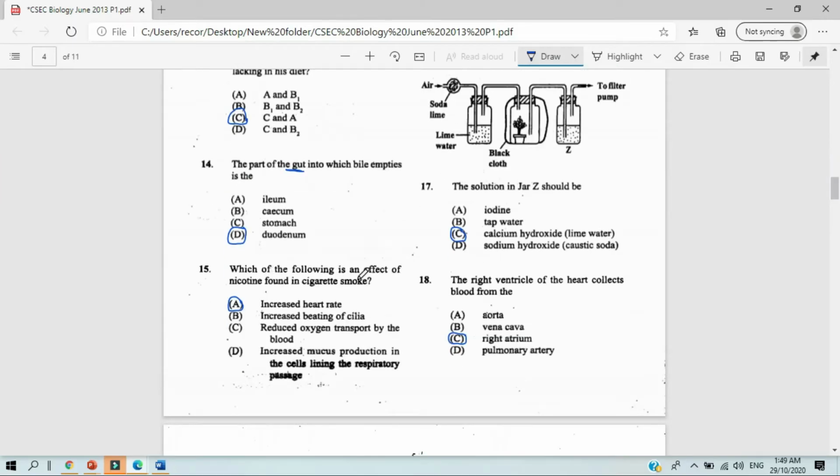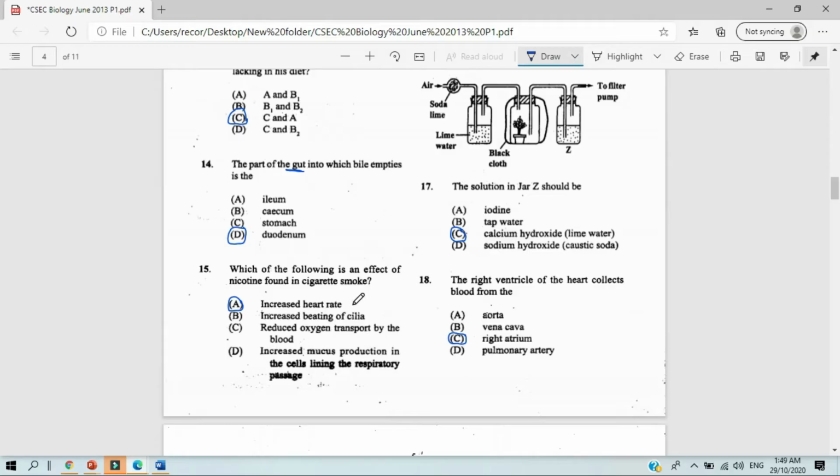Which of the following is an effect of nicotine found in cigarette smoke? Alright, this one pretty easily is increase the heart rate. These are listed in your textbooks. It increases the heart rate. That is what nicotine does.